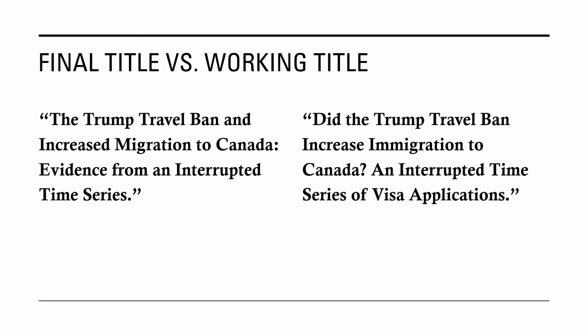Here's an example of a working title, taken from the final title of the paper I just mentioned. We go from the Trump travel ban and increased migration to Canada, evidence from an interrupted time series, to did the Trump travel ban increase immigration to Canada? An interrupted time series of visa application. Your supervisor would have a pretty good idea of what you're going to study, what you hope to find. Again, this is the outcome measure, increased immigration, and what approach you're going to take to the data.